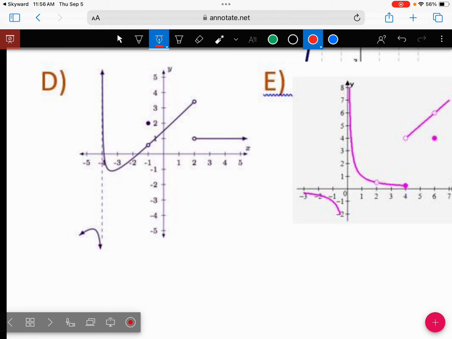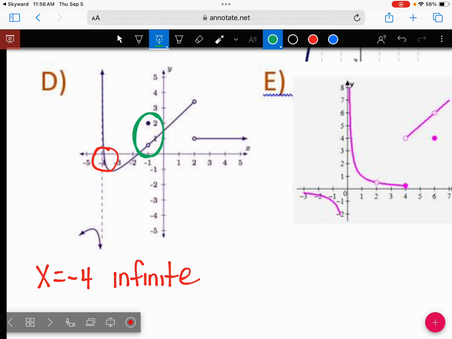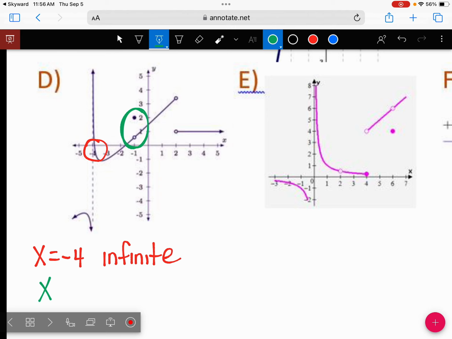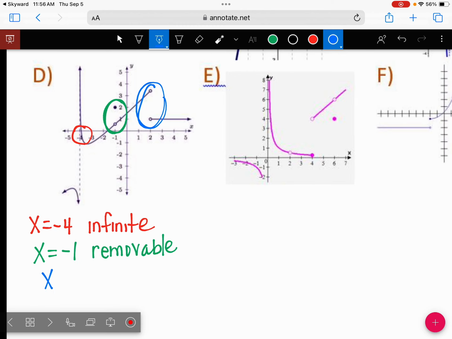So my first discontinuity happens right here at x equals -4. What kind of discontinuity do we have right there? Infinite. Then my next discontinuity happens right here, and that's at x equals -1. What kind of discontinuity is that? A removable. And then my next one happens right here at +2. And what kind of discontinuity is that? Jump. All right, go ahead and do E by yourself.